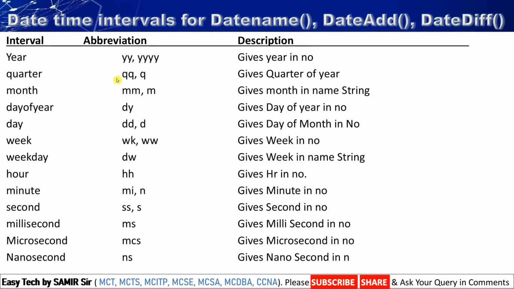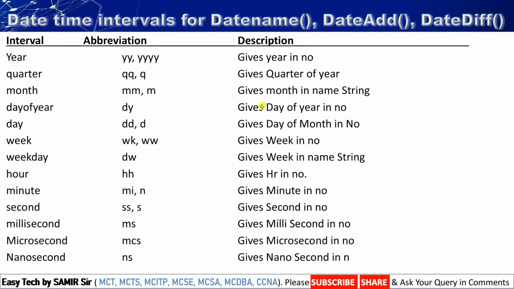If you want to work with a quarter, you can use the abbreviation QR, QQ or Q. It gives you the quarter of the year, that will be 1, 2, 3, 4. First quarter will be months 1 to 3. Second quarter will be 4, 5, 6. Third quarter will be 7, 8, 9. And fourth quarter will be for month number 10, 11 and 12.